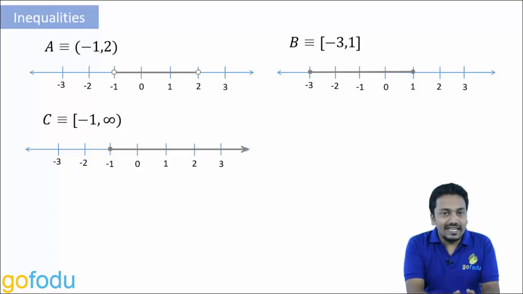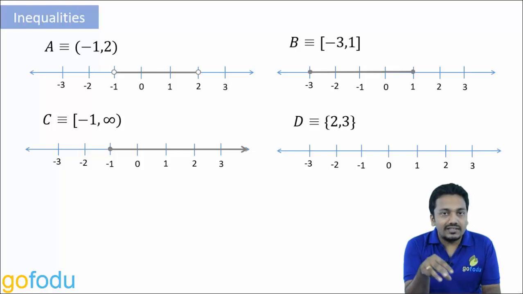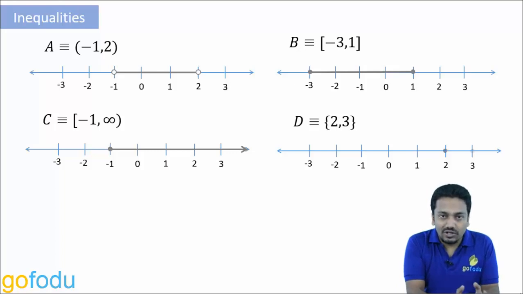Next we have discrete set 2, 3 written using curly brackets. This simply means that only the integer 2 and 3 are included and nothing else. So we'll show this using two filled circles on the number line at 2 and 3.